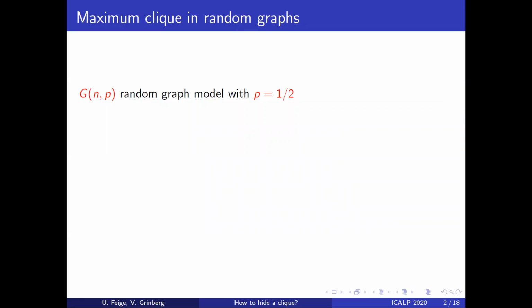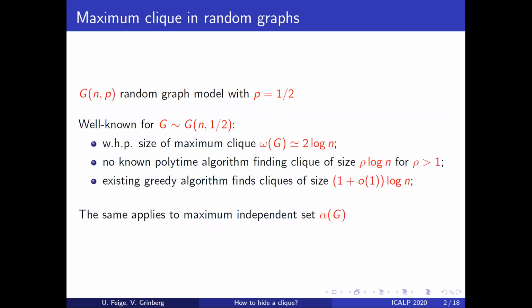We start our discussion with the maximum clique problem in a random G(n,p) graph for p equals 1/2. It is well known that the size of the maximum clique in such graphs is approximately 2 log n with high probability. However, we don't know any polynomial time algorithms that find such cliques. There is a polynomial time greedy algorithm that finds a clique of size close to log n, but the existence of a constant rho greater than 1, such that we can find a clique of size rho log n in G(n,1/2) in polynomial time, is a major open problem.